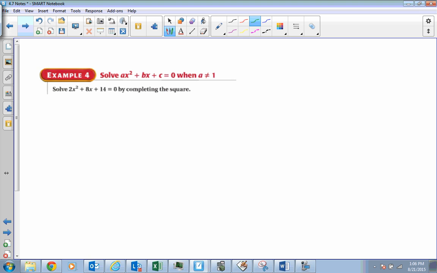Okay, let's solve another one. Now this one, they'll all count. You always want to factor out the nearest common factor first. You can do that first step or second step. I'm going to do the first step here. So 2x squared plus 4x plus 7 equals 0.